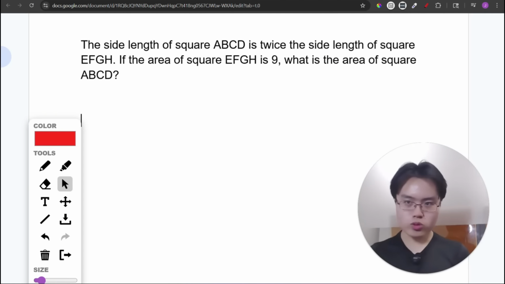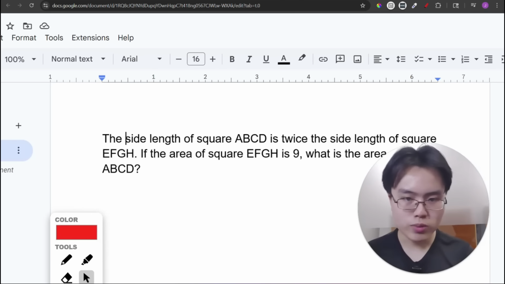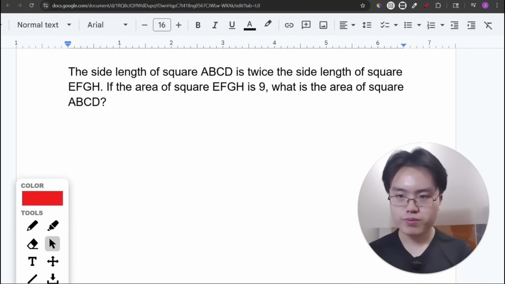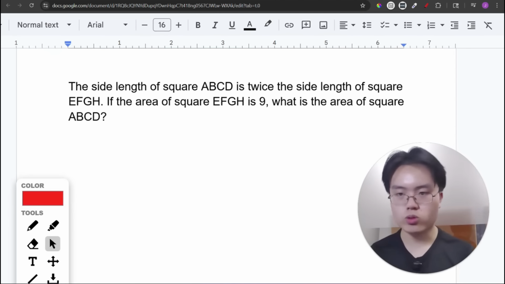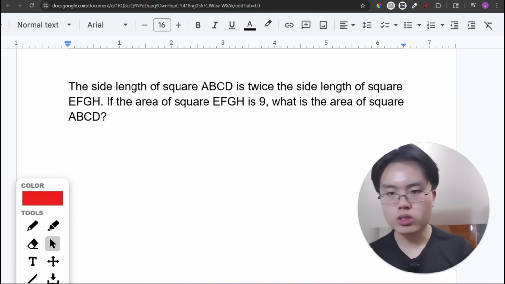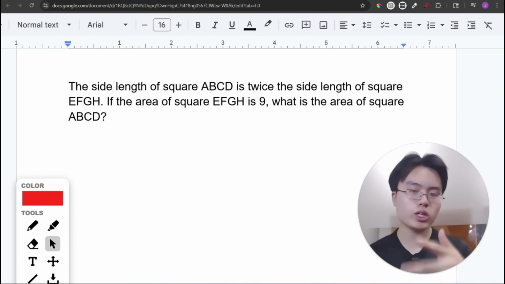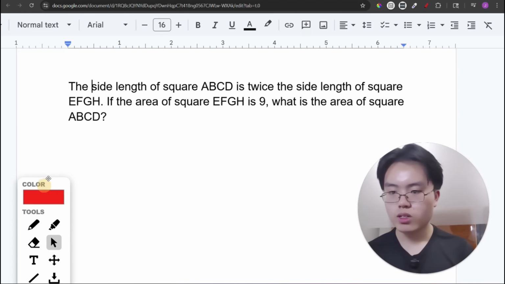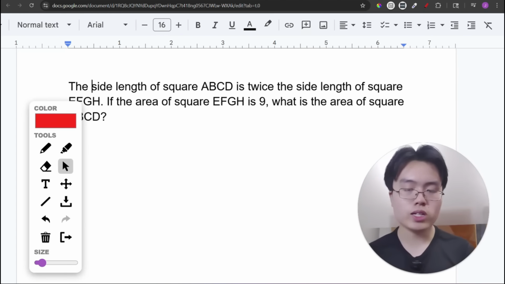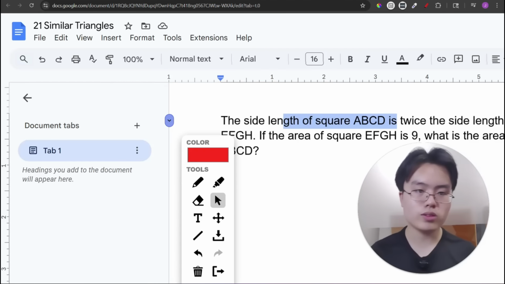Okay, let's try this question. This is going to be on the easier side, and I'll slowly make this question harder as we go on. So pause the video, see if you can solve this question. Okay, let's do this real quick. So the side length of square ABCD is twice the side length of square EFGH. So right away, similar shapes are squares, right? And it's twice. So we know the scale factor of the sides is 2 because it's twice the side length.